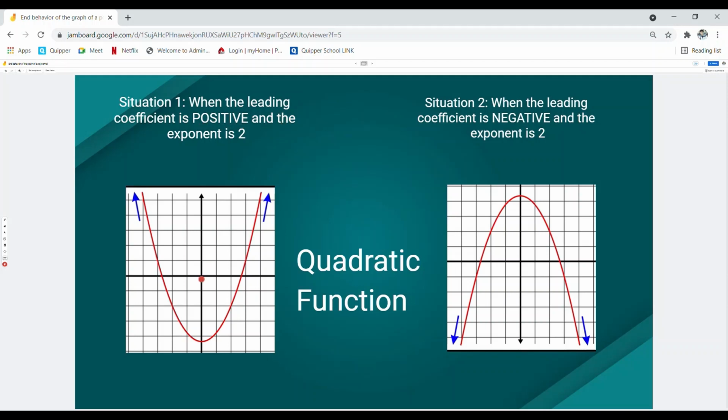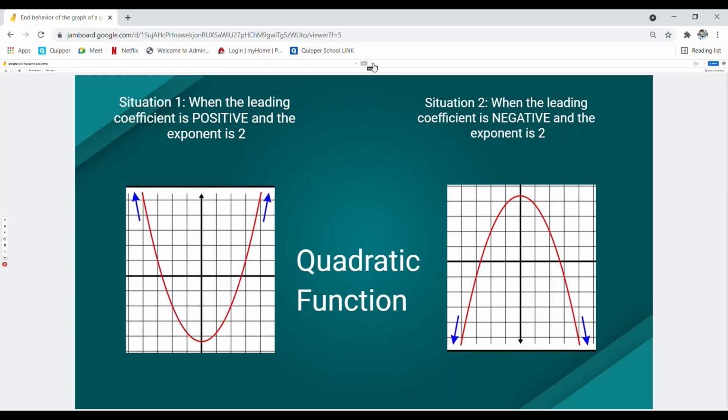So if it's positive, the parabola is directed upward, both of the ends. So the end behavior goes that way. On the other hand, when the leading coefficient is negative and the exponent is 2, still the same quadratic function, but the leading coefficient a is negative, the parabola is directed downward. So the behavior is going downward. That's the end behavior of the graph of a quadratic function: downwards if it's negative, and upwards if it's positive, both of the ends. I hope that's clear.